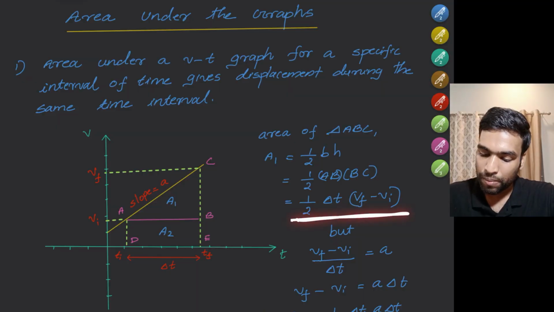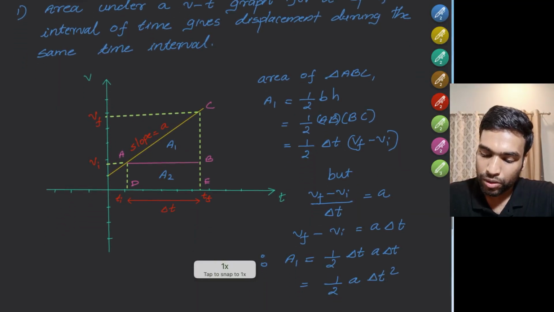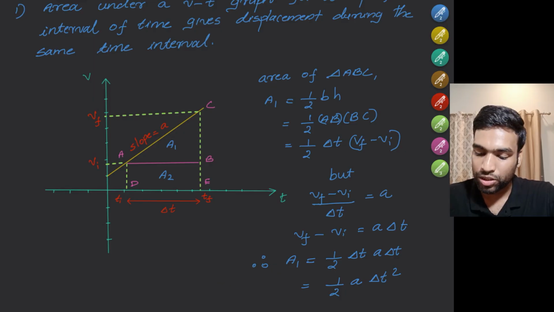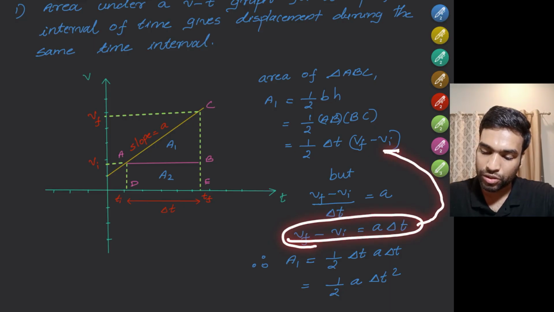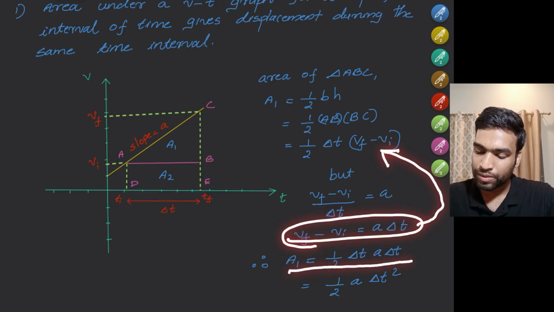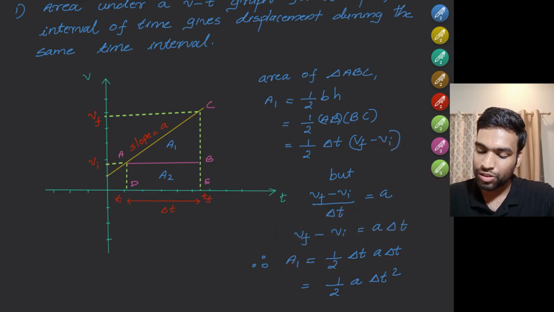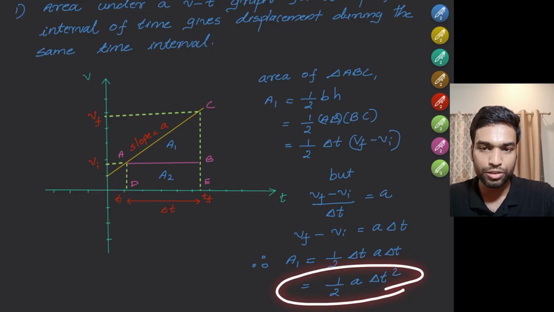Good. But we already know from the definition of acceleration, final velocity minus initial velocity divided by time duration is acceleration. Basically, acceleration is the rate of change of velocity, correct? So therefore, we can write Vf minus Vi equal to a delta t. That we can substitute into this equation. Therefore, A1 is equal to half into delta t into a delta t. So A1 is equal to half into a into delta t square.